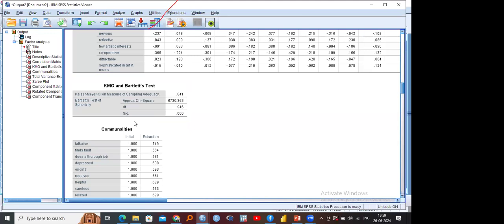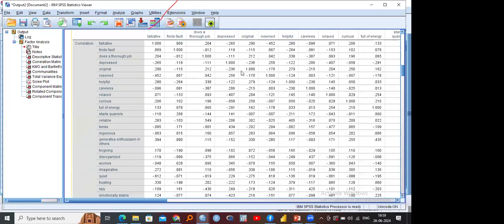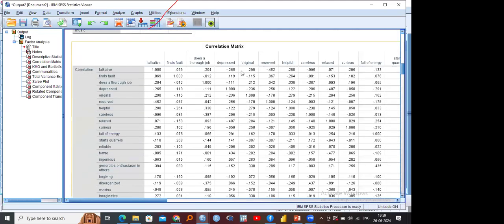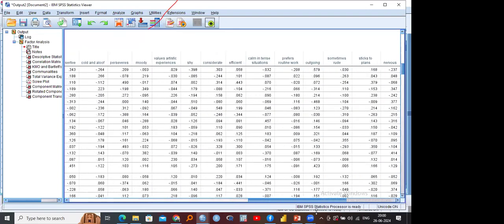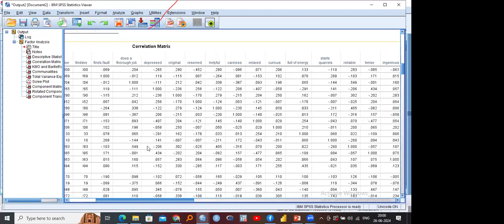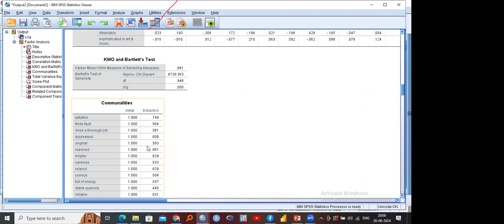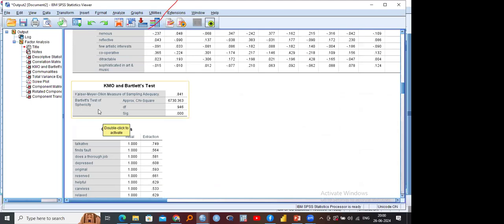So in order to escape this, yes, people do report this correlation matrix in research papers also. I have seen several research articles which come to me for review. Many people do report the correlation matrix, but I think it's of no use because it is very difficult to interpret such a huge correlation matrix which goes from here to here. So in order to get rid of this huge interpretation, we can directly come to the KMO measure and Bartlett's test.